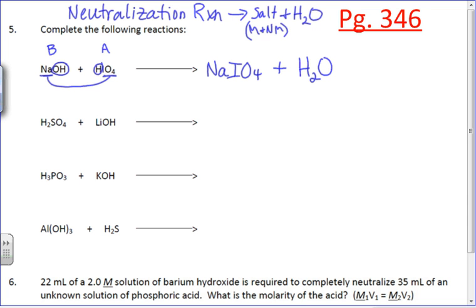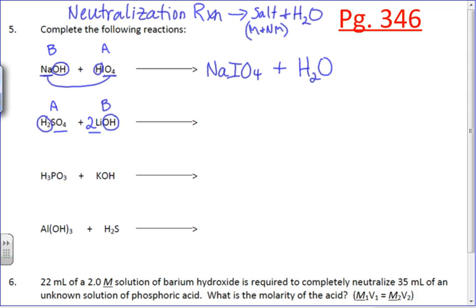We've got H2SO4, sulfuric acid, because of the H. And then we have lithium hydroxide, a base, because of the OH. We have 2 hydrogens and only 1 OH, so to balance that out, we're going to put a 2 in front of the lithium hydroxide. At that point, you can go ahead and balance these other 2.